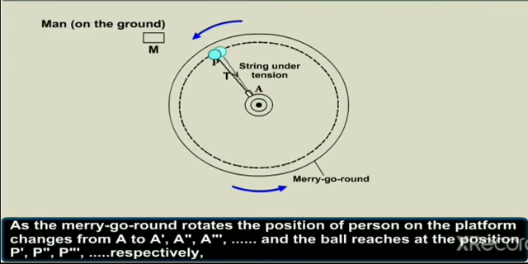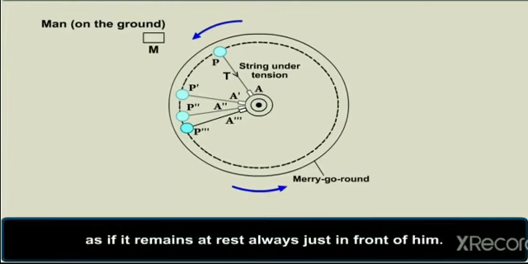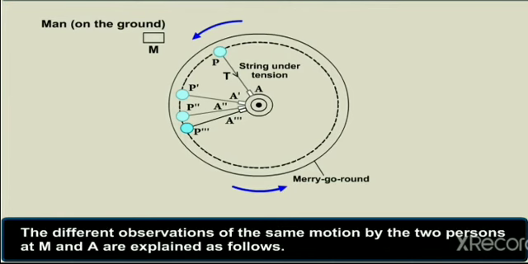As the merry-go-round rotates, the position of person on the platform changes from A to A', A'', A''', and so on, and the ball reaches at the position P', P'', P''', and so on, respectively, as if it remains at rest always just in front of him. The different observations of the same motion by the two persons at M and A are explained as follows.